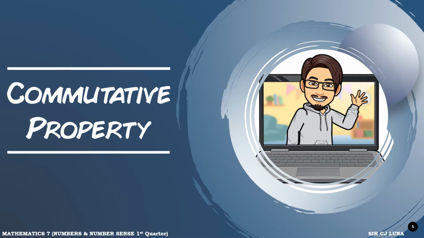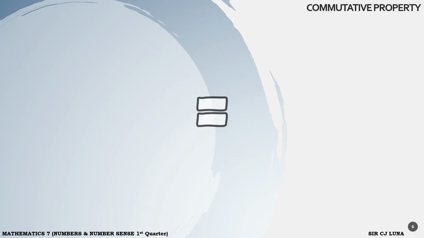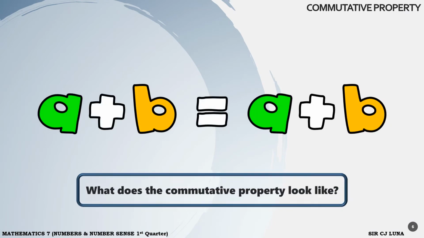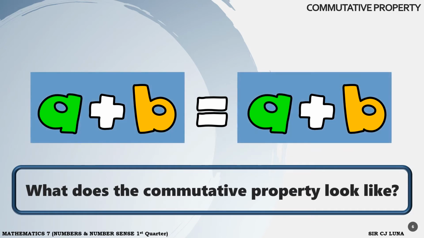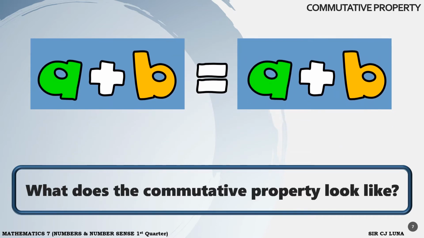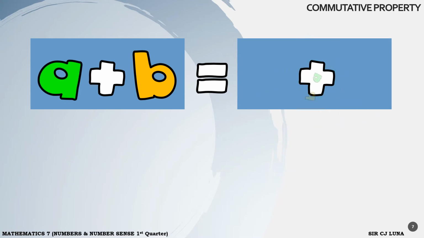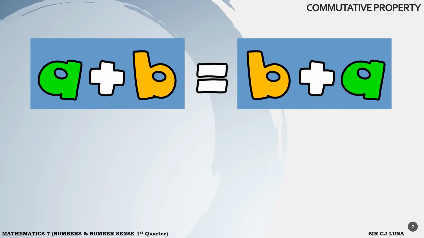Unahin natin ang commutative property. Ano nga ba ang itsura ng commutative property? Dito, meron tayong dalawang integers na represented ng A and B. Anong napansin nyo? Nagkapalit lang ng pwesto, di ba? So the word commutative comes from the word commute or move around. So the commutative property is the one that refers to moving stuff around.